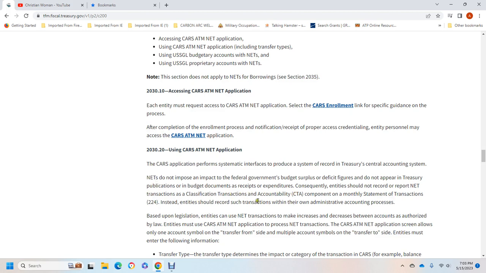Still, the entity should record such transactions within their own administrative account processes based upon legislation. Entities can use the non-expenditure transfer transactions to increase the balance between accounts authorized by law, with the entry of the CARS ATM net with the application for the net transfer transaction.